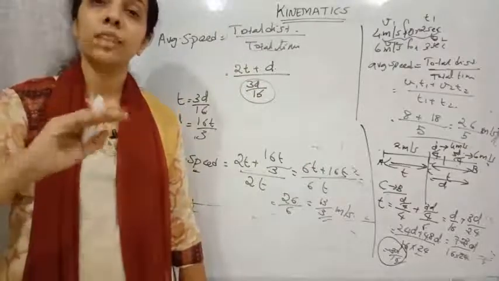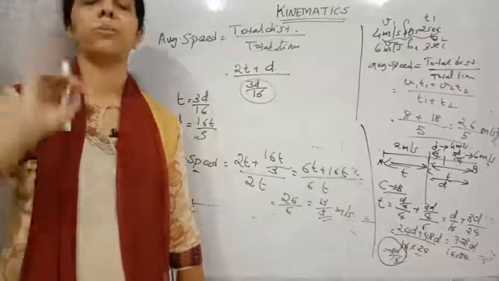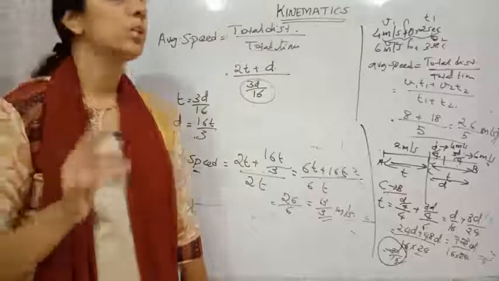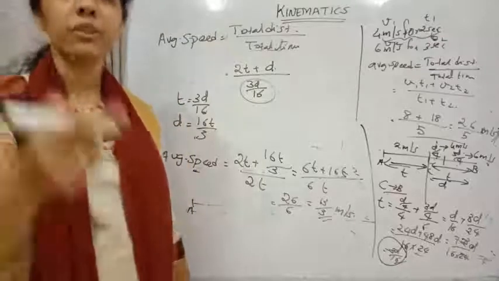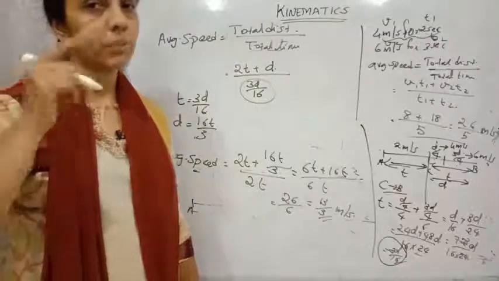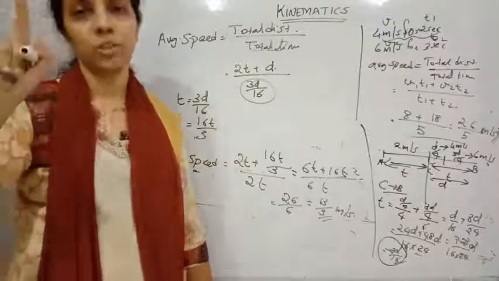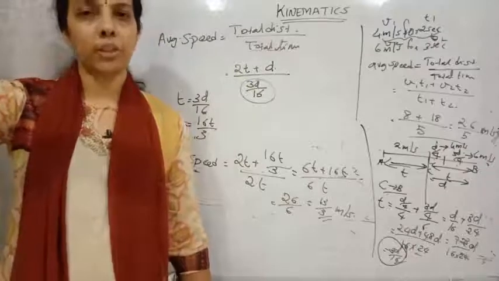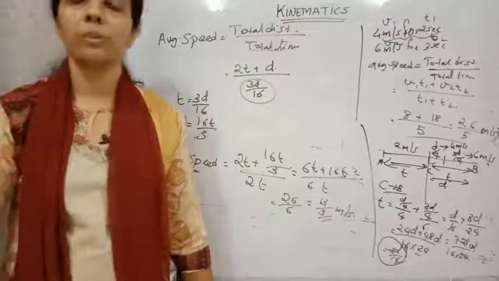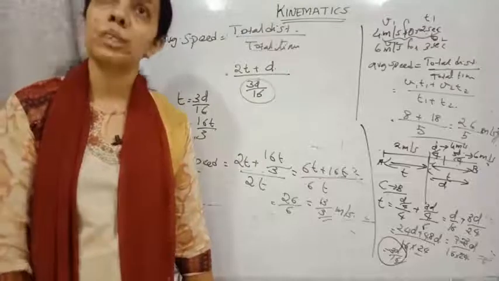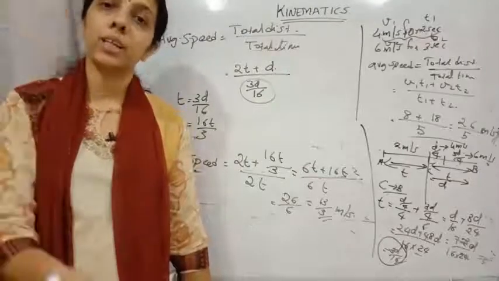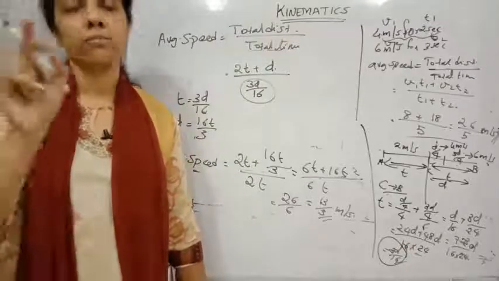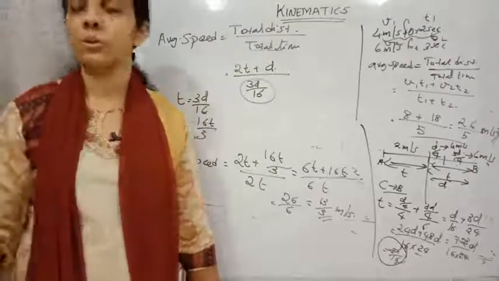In the case of g, when it is moving in the upward direction, we will take it as negative. Downward direction, we will take it as positive. So g will be positive if it is moving downwards, and g will be negative if it is moving in the upward direction. In the case of free fall, initial velocity will be equal to 0 and final velocity will be maximum. If the object is thrown upwards, initial velocity will be there and final velocity will be equal to 0.